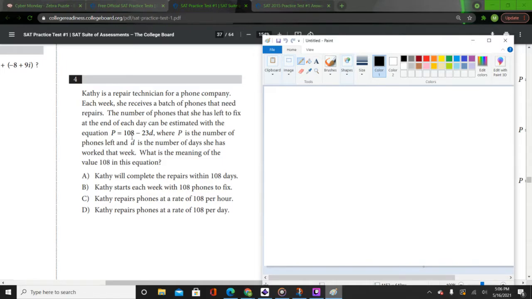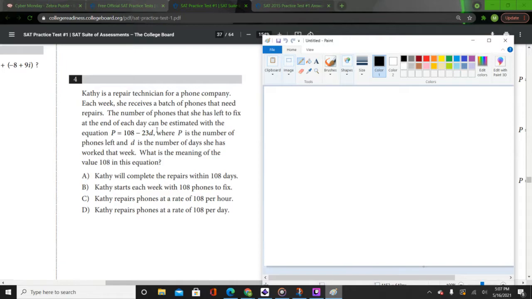Considering that 108 stands alone, it is not multiplied by anything whatsoever. And considering that P is in fact the number of phones left, we can conclude that 108 is in fact phones, in terms of phones, which eliminates A, C, and D. So B is the correct answer.